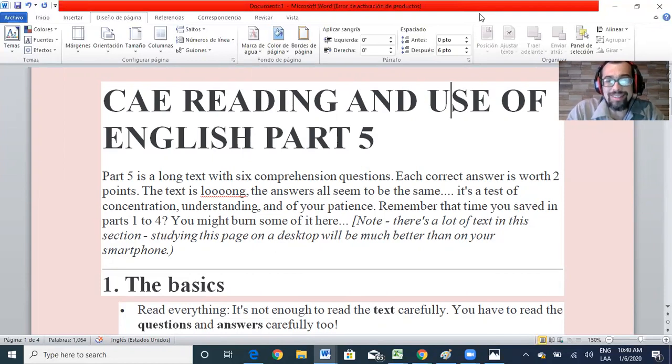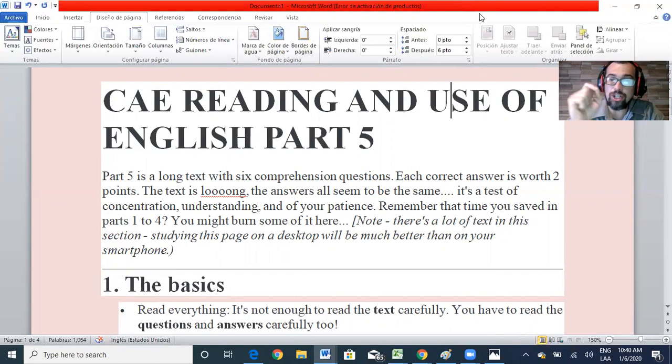The text is so long, the answers all seem to be the same. It's a test of concentration, understanding, and of your patience. Remember, the time you save in parts 1 and 4, you might burn up here, okay?